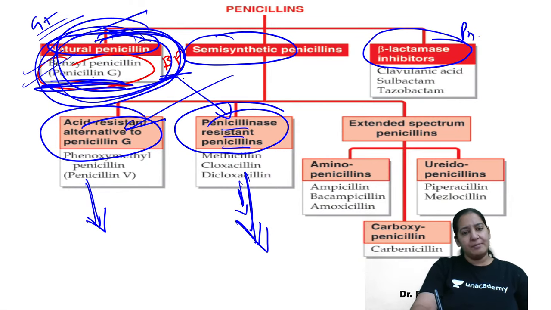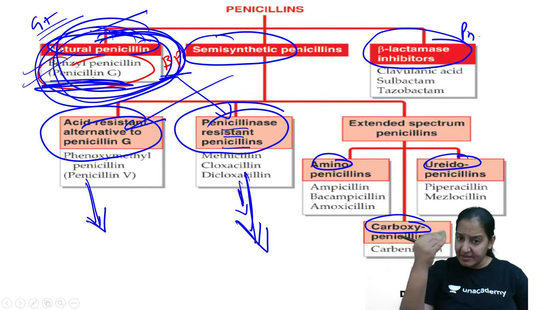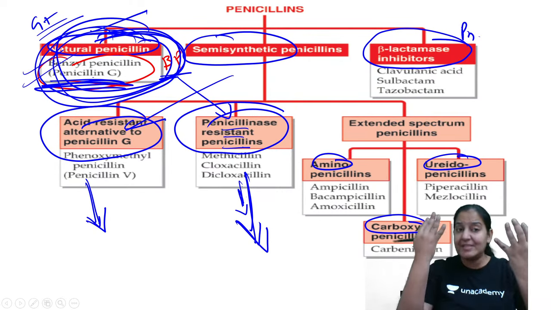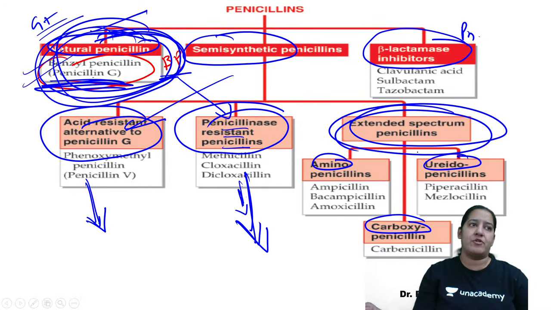So we have made some changes in the natural penicillin. We have added amino group, carboxy group, and ureido group to the natural penicillin to increase the spectrum. So we have created artificial penicillins with extended spectrum. Everyone give me a thumbs up.